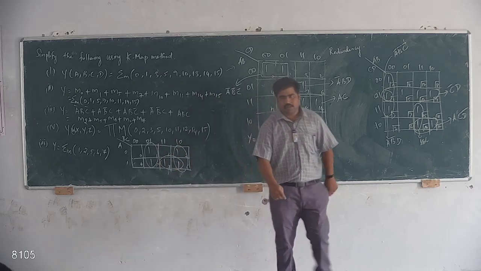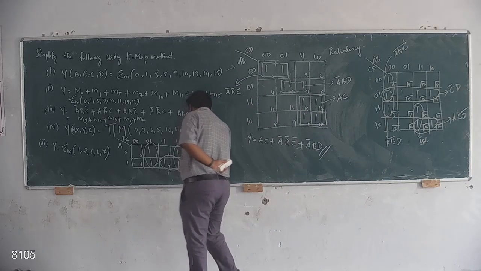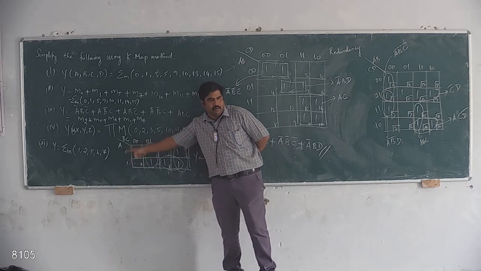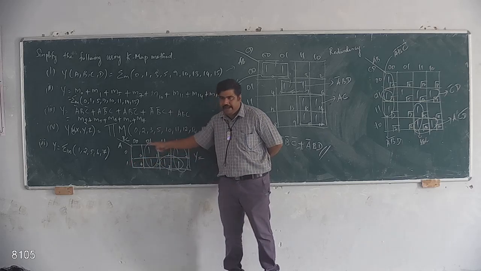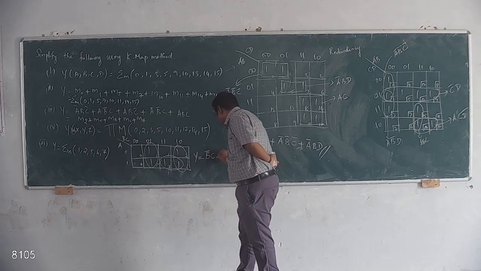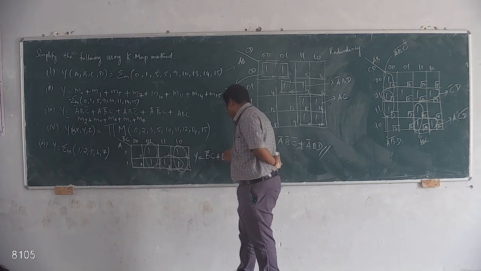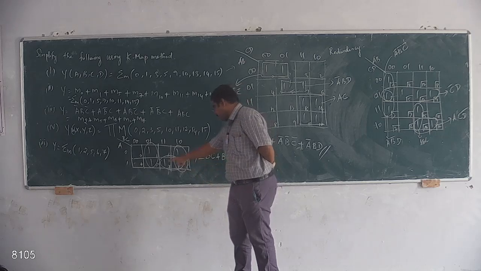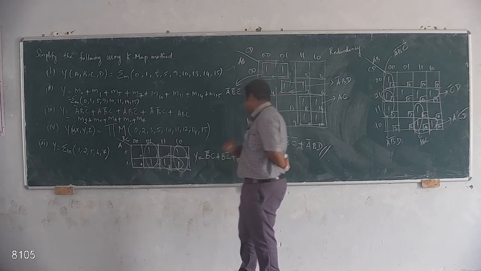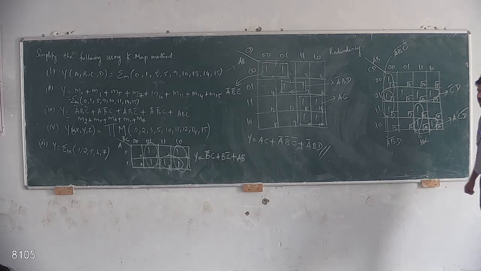Now write the answer. So what is the answer for this? Y is equal to, this 0 and 1 is going to become 1 here. What is the answer here? You write directly. B bar C plus B C bar plus, the answer is A B. This is your answer. Any doubt?